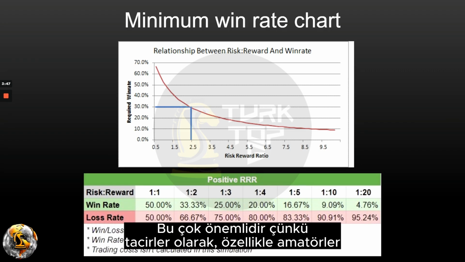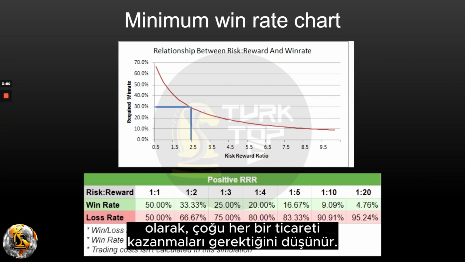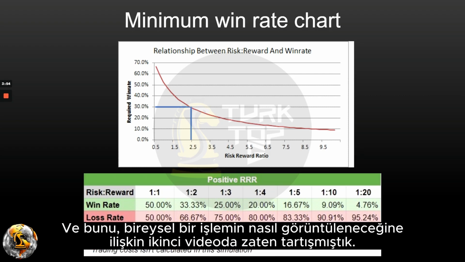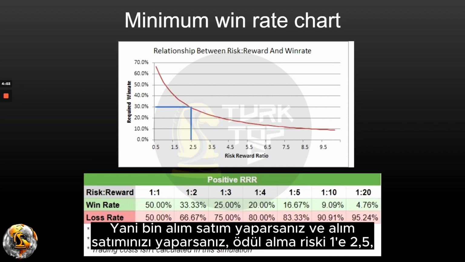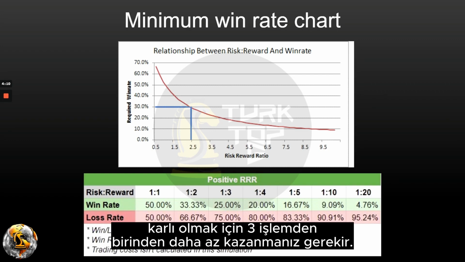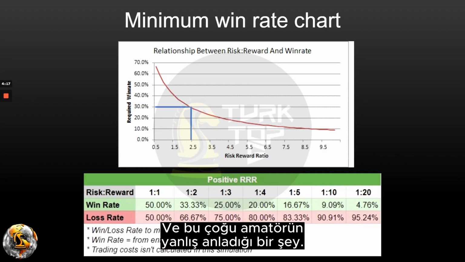So this is essential because as traders, especially amateurs, most of them think that they need to win every single trade. And we already discussed that in the second video on how to view an individual trade. You view it as one of the next thousands of trades you're going to take. So if you're taking thousands of trades, and if your risk to reward is 1 to 2.5, you have to win less than 1 out of 3 trades in order to be profitable. And that's something that most amateurs get wrong.